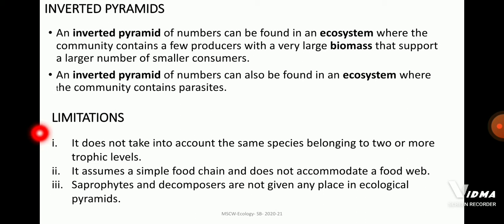So, there are certain limitations to these inverted pyramids. That is, it does not take into account the same species belonging to two or more trophic levels. It assumes a simple food chain and does not accommodate a food web. Then saprophytes and decomposers are not given any place in ecological pyramids.